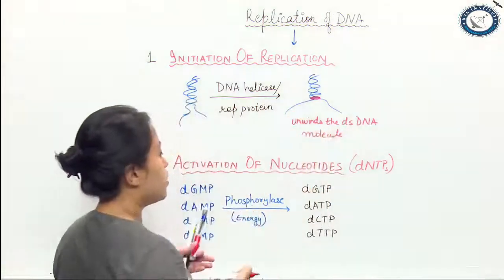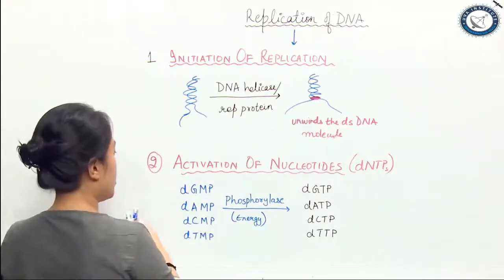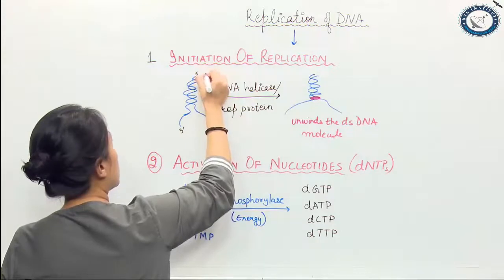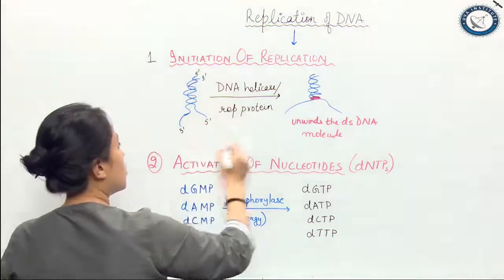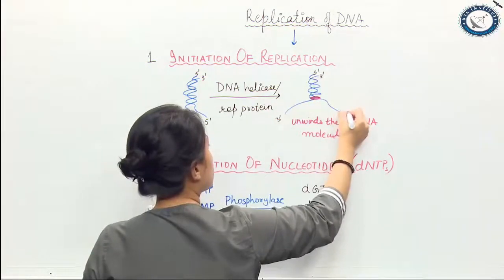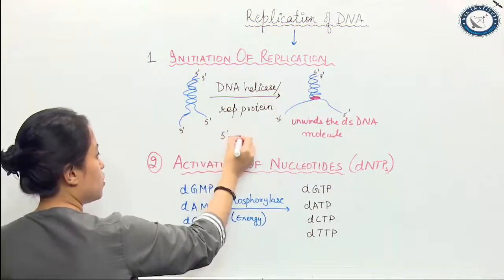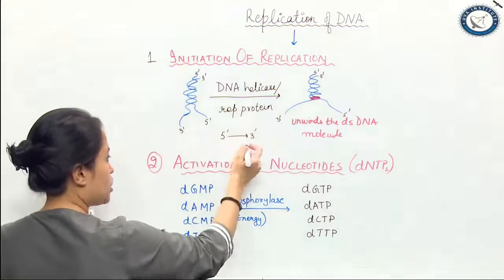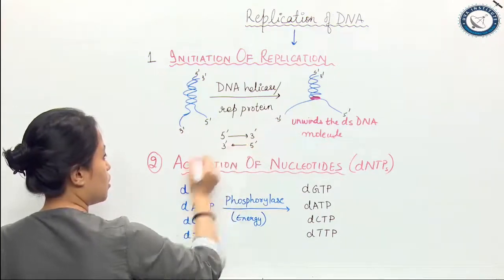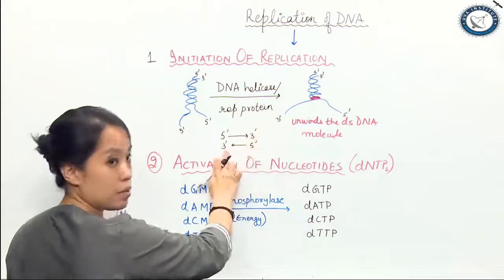Guys, can you see here? If you can see. So generally, what is the orientation of your replication? When the replication starts, this is the orientation that we have. So of course, the replication is 5 prime to 3 prime end. Agreed? 5 prime to 3 prime end.